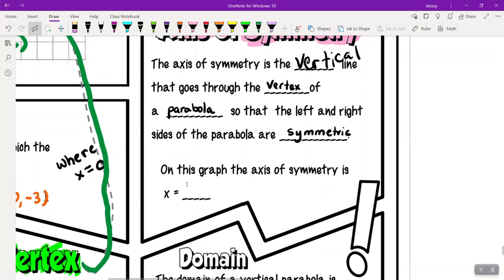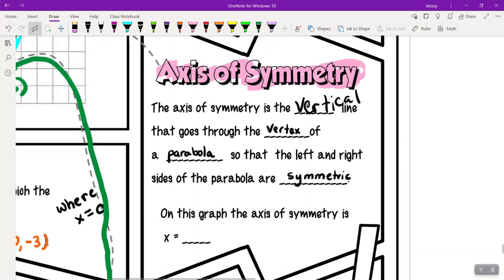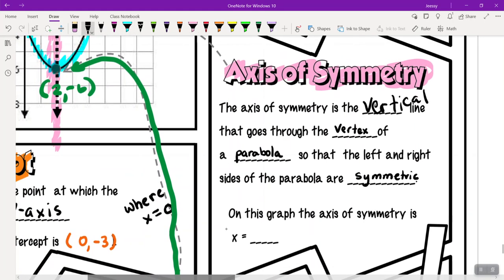On this graph, the axis of symmetry is x equals 2. X equals 2. So it's a line. So you have to say x equals 2, not just 2.